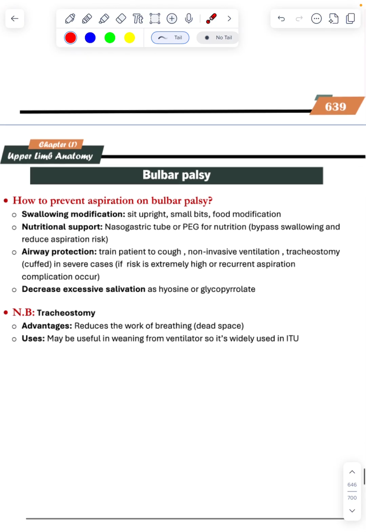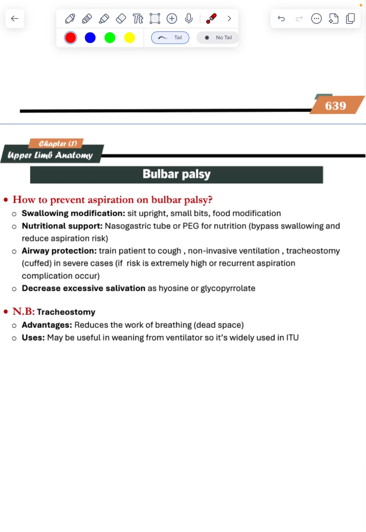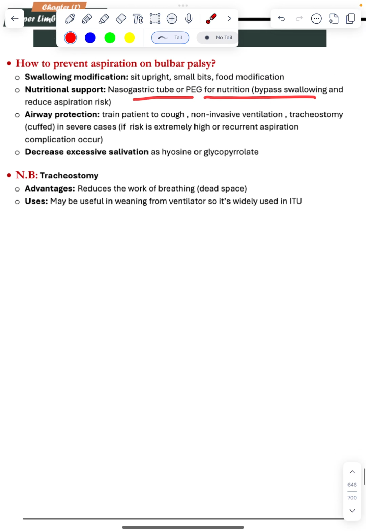Bulbar palsy: swallowing modification, upright position, small bites, food modification, nasogastric tube. Swallowing decreases, reduces work of breathing, and may be useful for weaning from the ventilator.